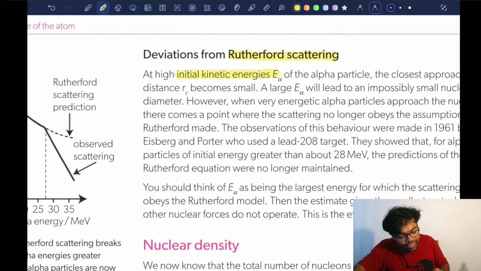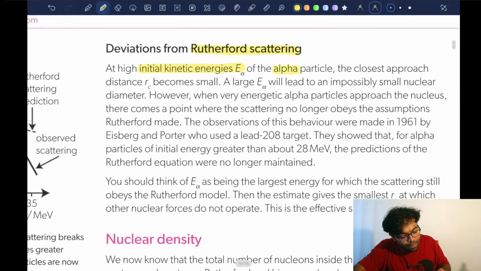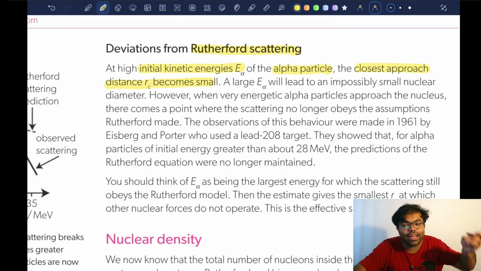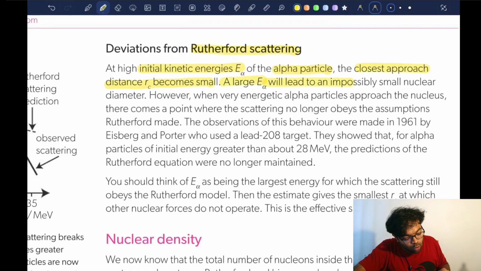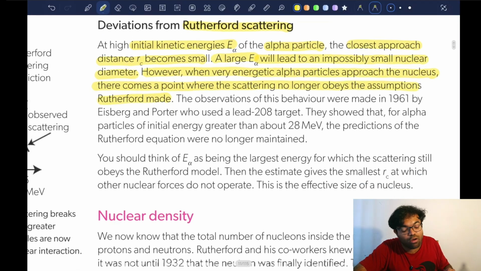At high initial kinetic energies E alpha of the alpha particle, the closest approach distance Rc becomes smaller. The more kinetic energy you have, the closer you can go to the nucleus. Am I right? A large kinetic energy will lead to an impossibly small nuclear diameter. However, when very energetic alpha particles approach the nucleus, there comes a point where the scattering no longer obeys the assumptions Rutherford made. When you are very, very close to the nucleus, a new kind of dynamics is happening.